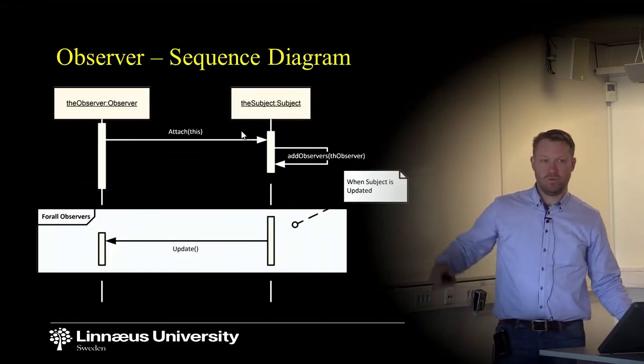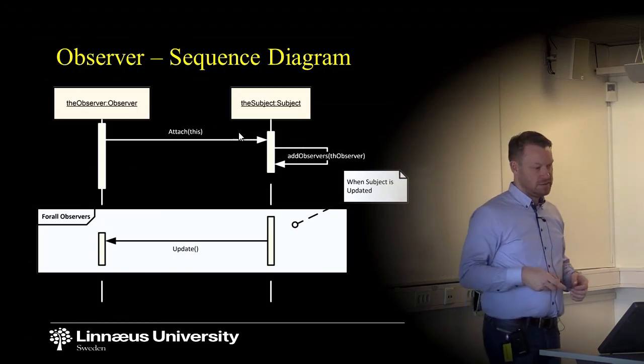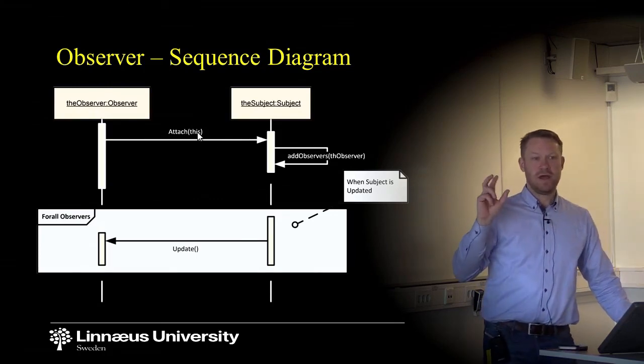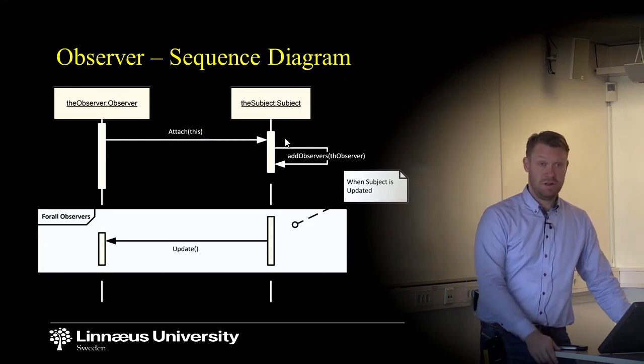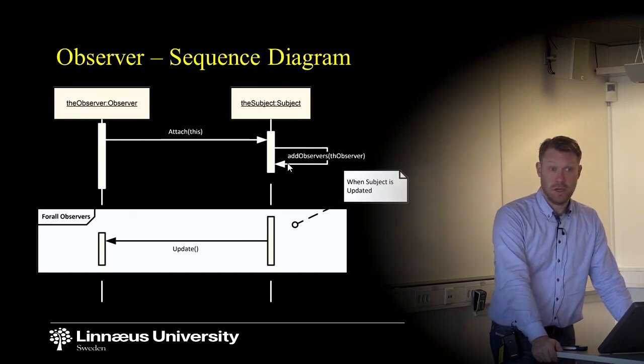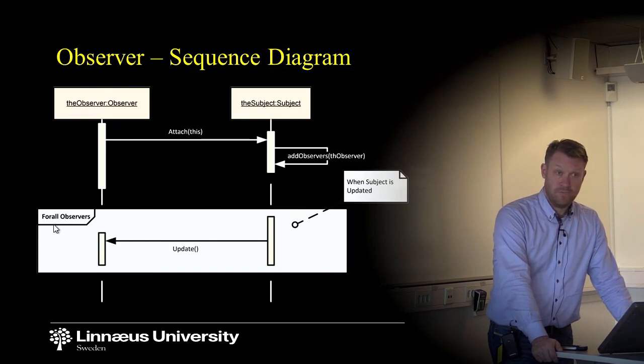So with the sequence diagram, it will look something like this. First, the observer attaches, and the attachment is, okay, here is my address, here is my reference, please. And they add that reference to some collection, okay? And then, when the subject is updated and changes its state, all observers, all items in this collection that we have added the observer to, will be notified of this change using this update.